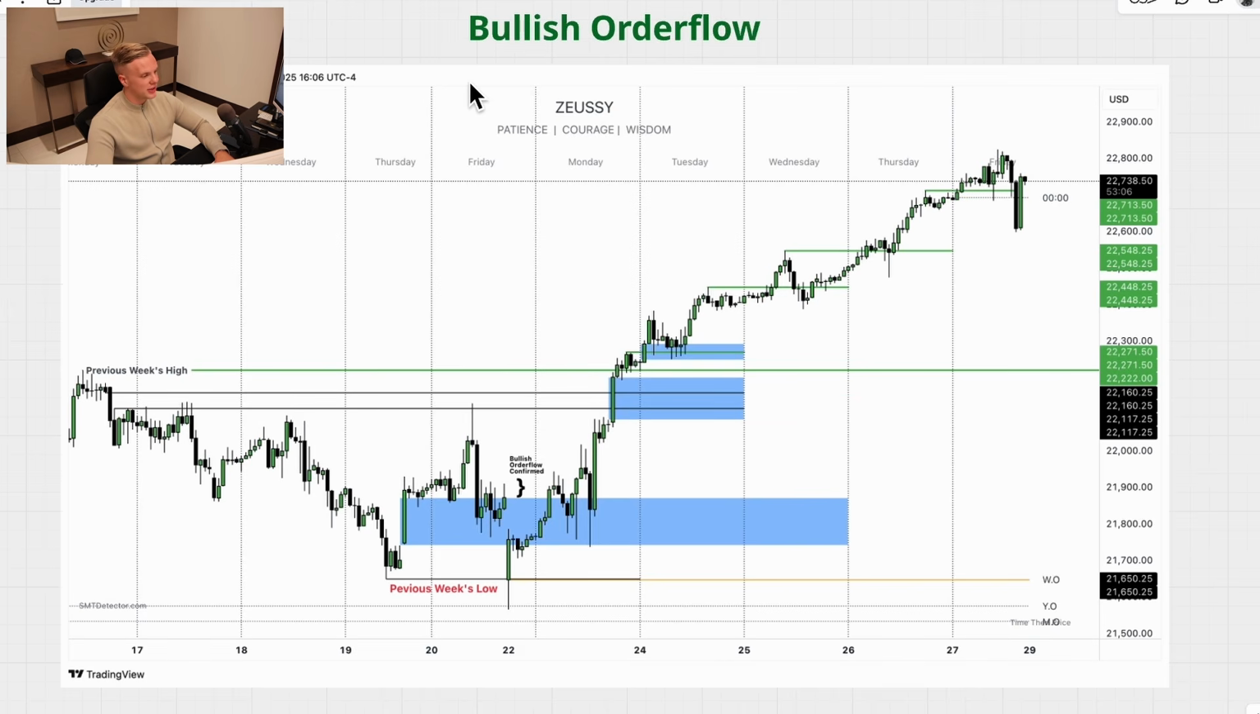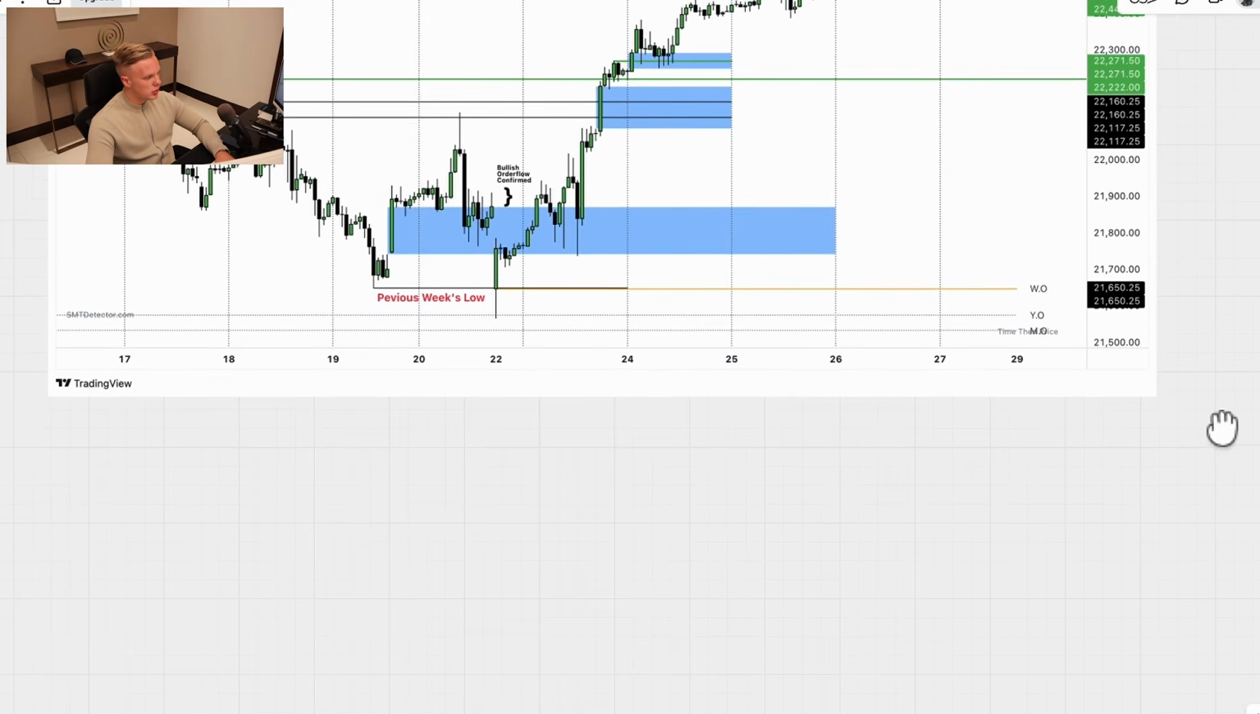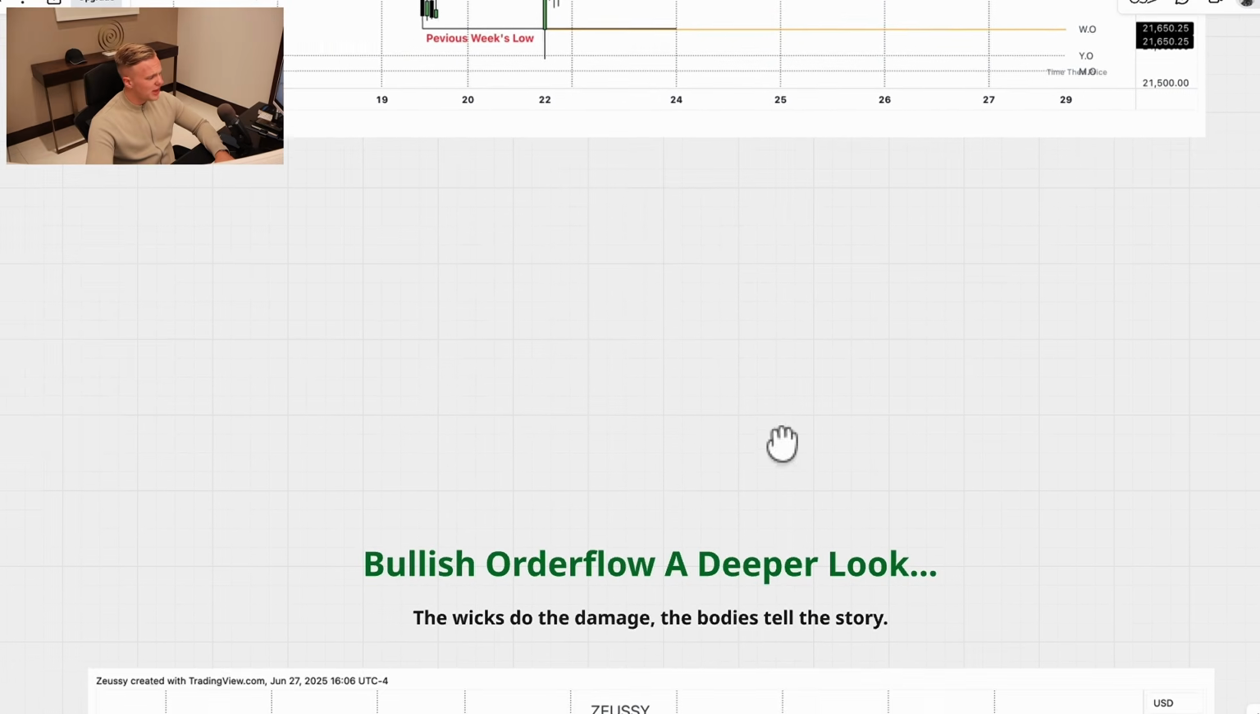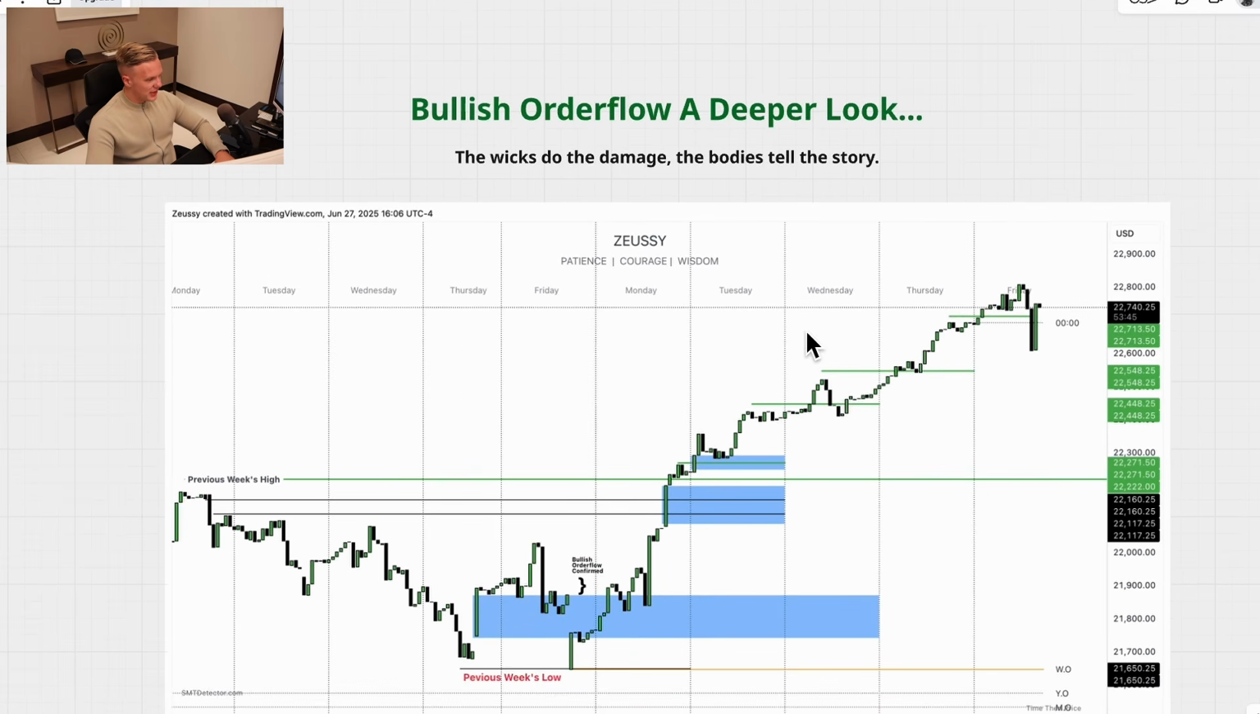The only limits that exist are the limits which you put on yourself with your own minds. But let us take a look at bullish institutional order flow from a deeper look. The wicks do the damage, the bodies tell the story.